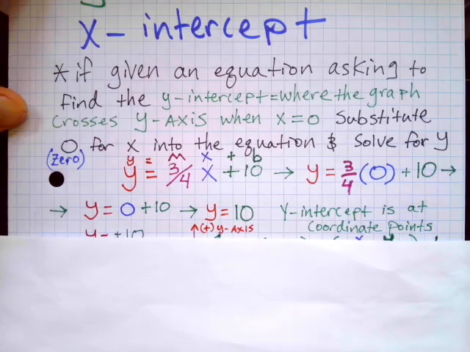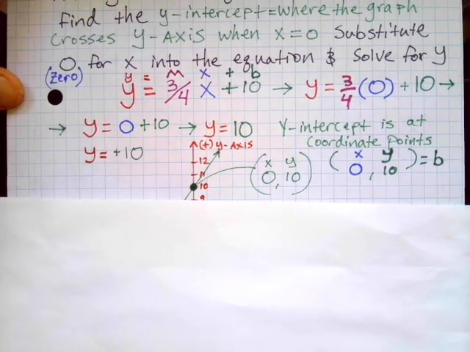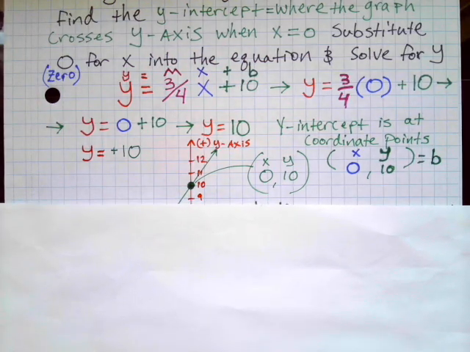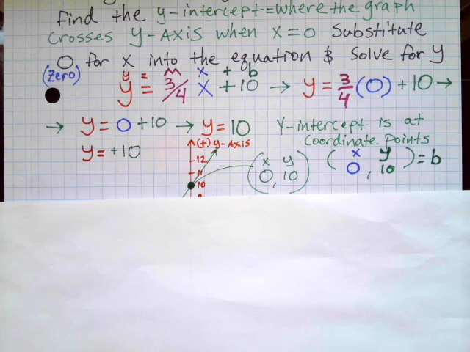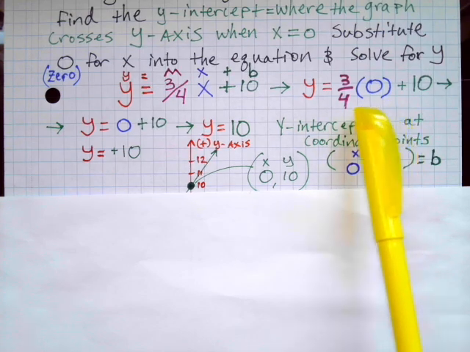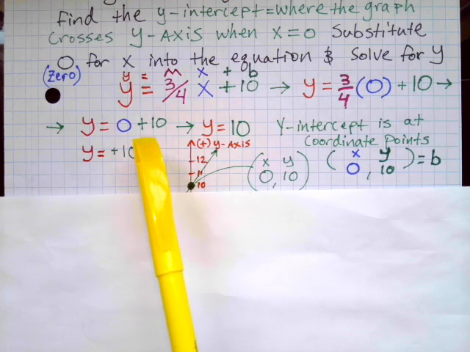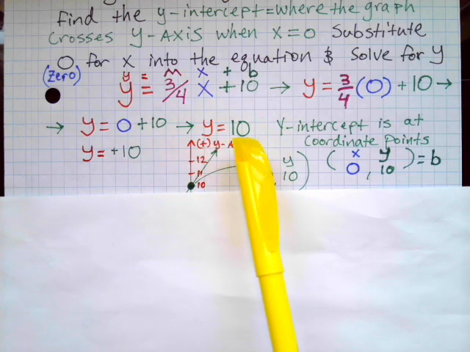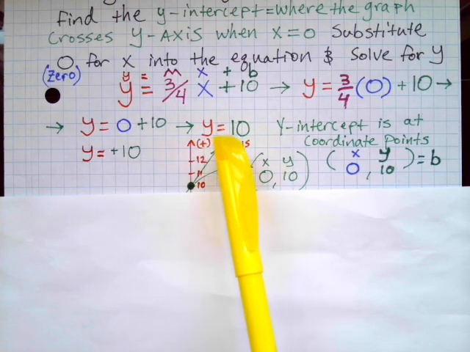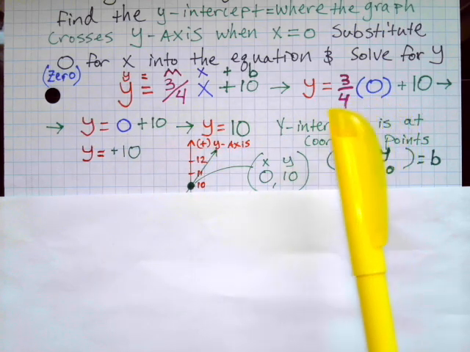Let's go ahead and take a look here at what I'm talking about. If I'm going too fast, please stop, pause, rewind the video. And so I would like to just show you this portion here. 3/4 times 0 is 0, and I just bring down that positive 10. What's 0 plus 10? It's 10. So y equals 10 when x is 0. I substituted 0 for x.